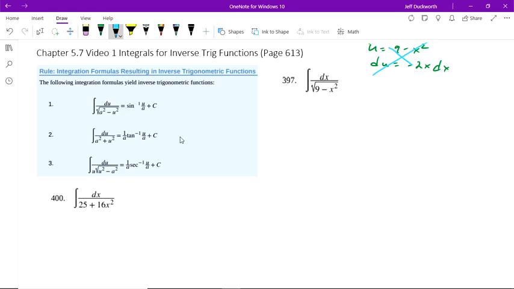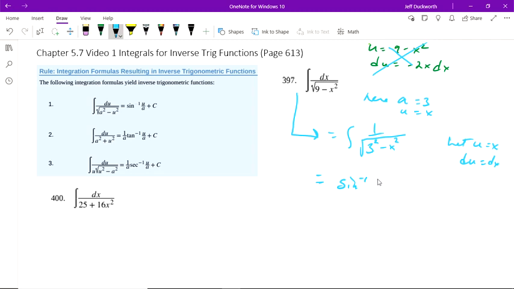This one looks like version 1. So here, well, let me redraw this. This equals the integral of 1 over 3 squared minus x squared. So here a is equal to 3, and u will be equal to just simply x. So I don't even need to make a u substitution here. I'm just going to be able to use that. And so here I can let u equal x, so du equals dx, so there's no problem. So let's see, once we take the integral, it's going to be equal to just the inverse sine of u over a. So here u is just x and a is 3, and then plus that c.